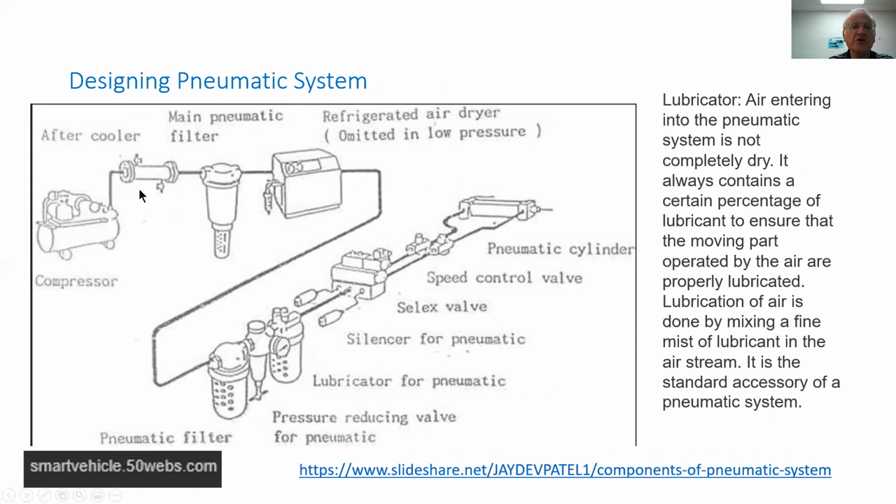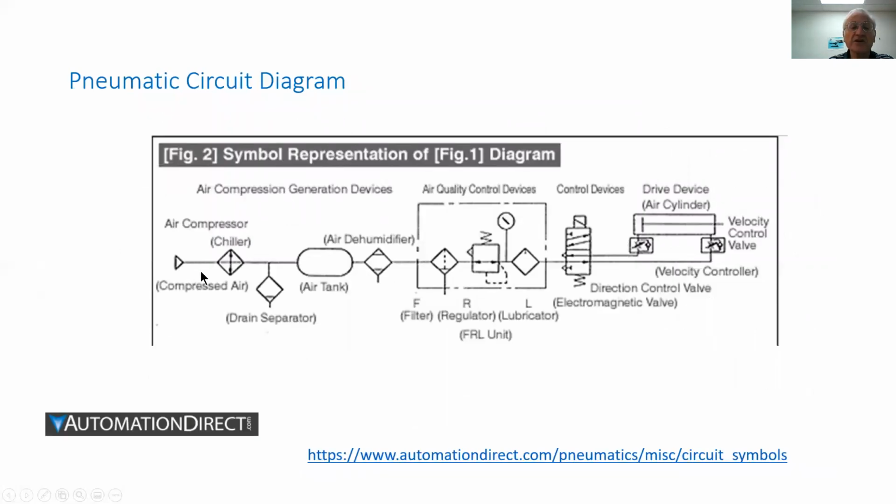Here's an example of a conceptual design of a pneumatic system. It has a compressor. It has over here a cooler to reduce the heat of the compressor. It has a filter. Then it has an air dryer, which goes over here to more pneumatic filters to make sure the air is clean. We have over here silencers. We have a solenoid valve, and then we have speed control valves, and then the two inlets to the cylinder are shown over here.